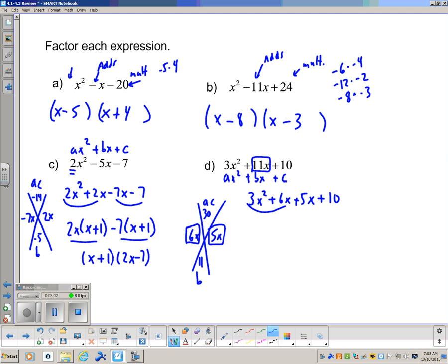Grouping them together, in the first two I pull out a 3x, and I'm left with x plus 2. In the next two I pull out a 5, and I'm left with x plus 2. So now these two terms, what do they have in common? x plus 2. What am I left with? 3x plus 5. So there it is, completely factored.